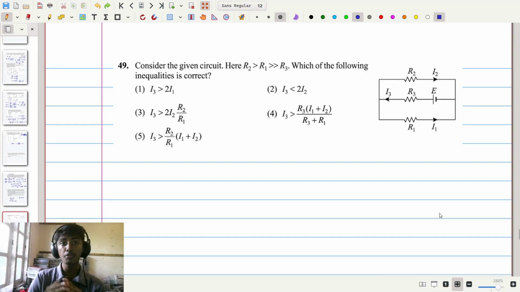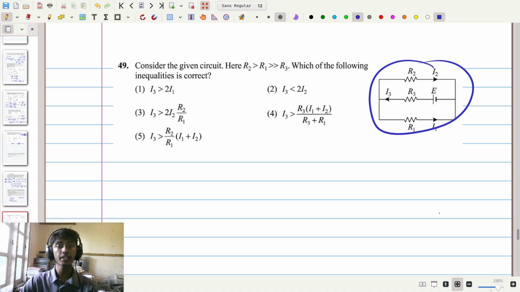Now moving on to question number 49. The question says consider the given circuit, and here R2 is greater than R1, which are both much greater than R3. Given that, they ask which of the following inequalities is correct.